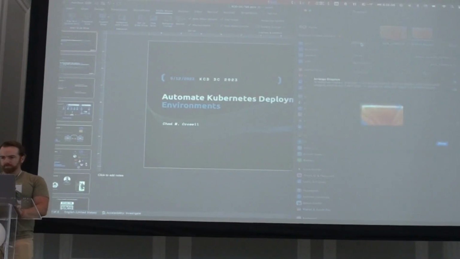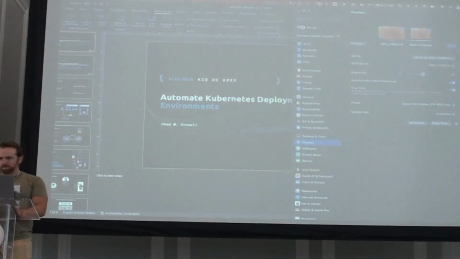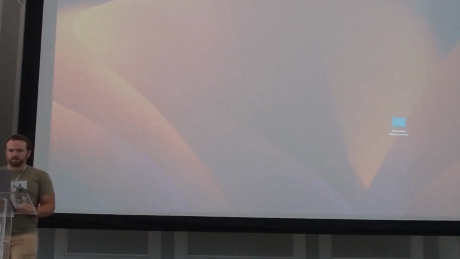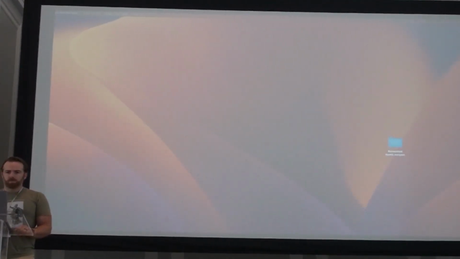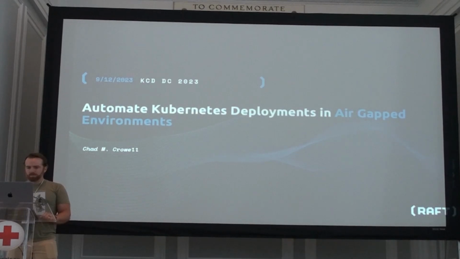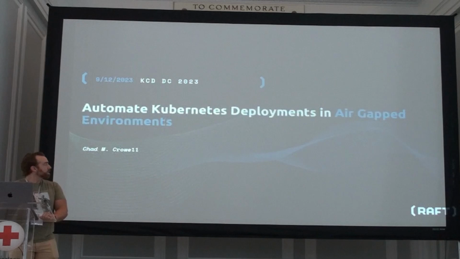So next up, we have a few lightning talks back to back. First one is about automating Kubernetes deployments in air-gapped environments from Chad Crowell. Chad is a Kubernetes SME at Raft. He is a CNCF ambassador and author of Acing the CKA from Many, I believe. So he's also doing the shirt. So definitely excited to hear from Chad.